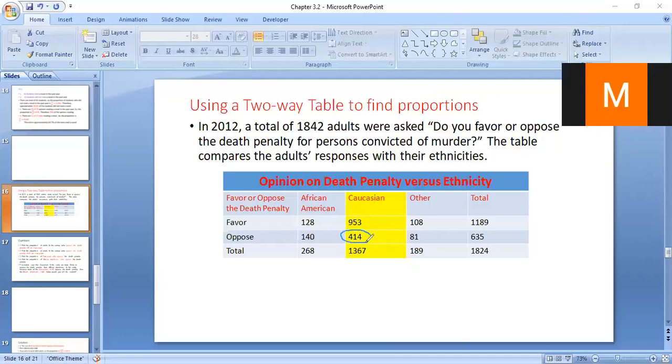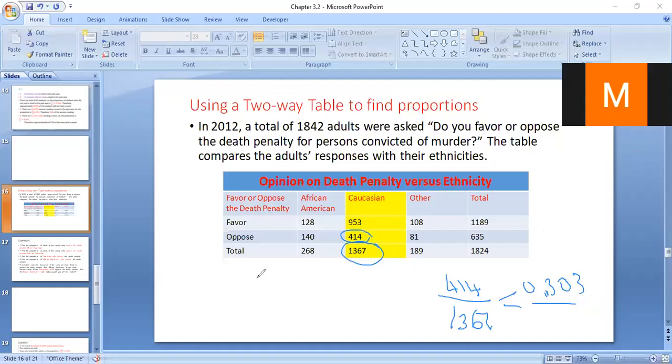Caucasian uphold the death penalty is 414, and the total of Caucasian is 1,367. So for the Caucasian we do 414 divided by 1,367. You will get 0.303. Get 3 decimals. This is the proportion of the Caucasian who uphold the death penalty.